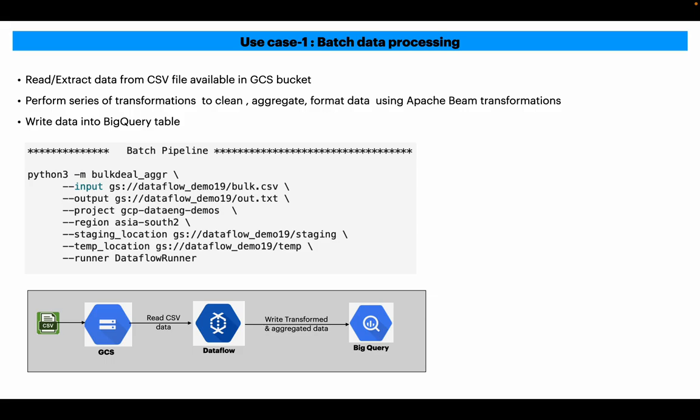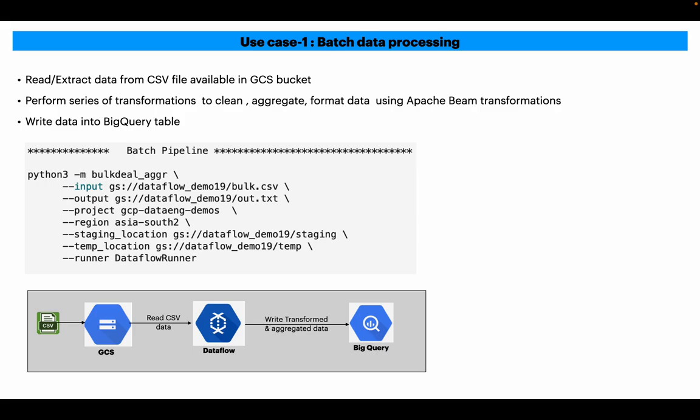Okay, so this is the command, the batch pipeline command. I will try to explain each and every part of this command, right? The first thing is that bulk deal underscore AGGR is a Python program or pipeline, I would say, where we have our pipeline code available. It takes a certain number of input arguments: the input and the output, project, region, staging, temp location, and the runner, right? Input is from where we are trying to read our input data, right?